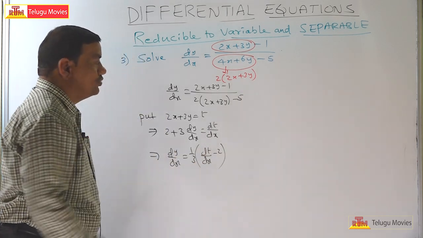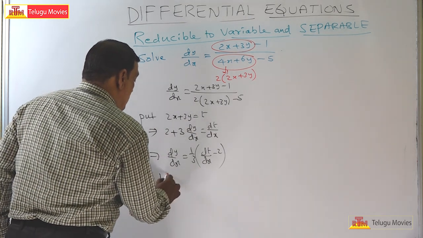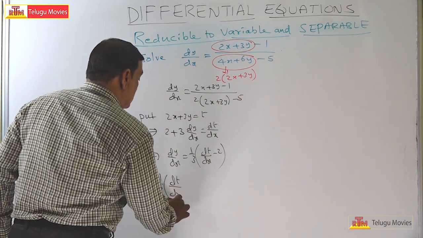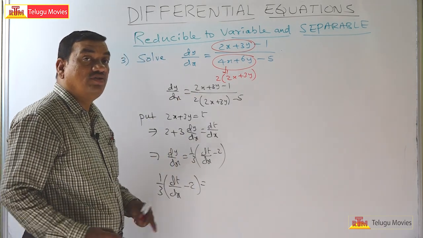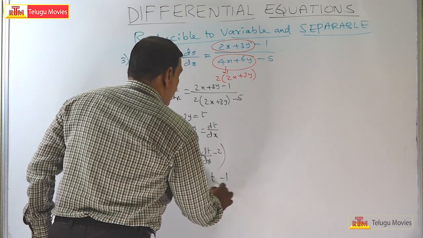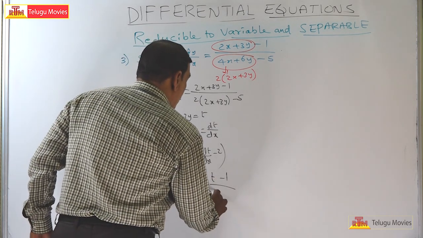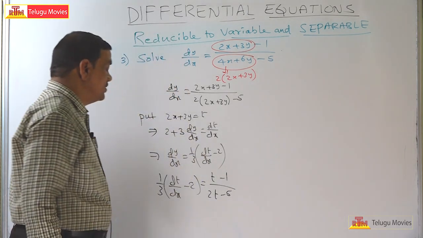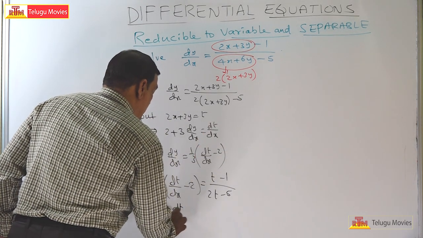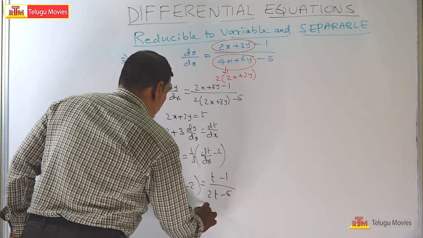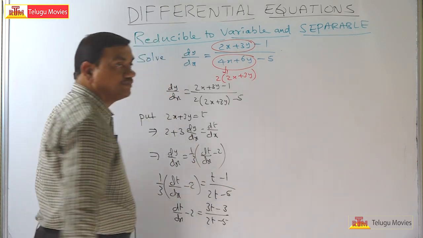Okay, now you change the problem. In place of dy by dx, I will write 1 by 3 times (dt by dx minus 2) is equal to, so 2x plus 3y value is how much? t. So t minus 1 by 2 times, 2x plus 3y value is t, 2t minus 5. Okay, so now take the 3 to that side. So this will become dt by dx minus 2 is equal to (3t minus 3) by (2t minus 5).